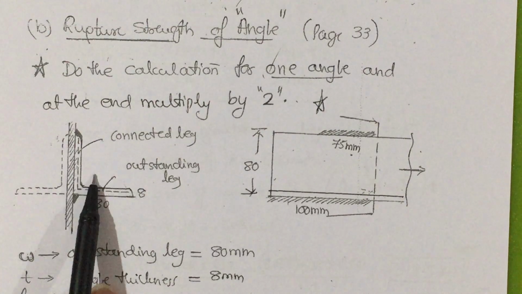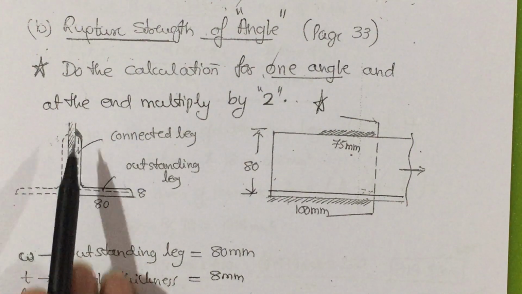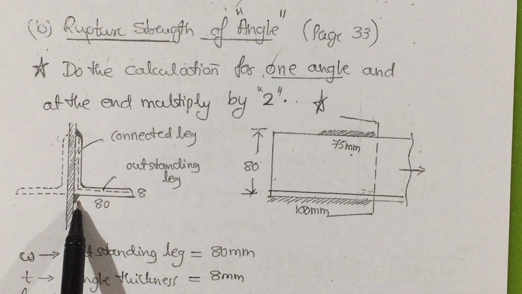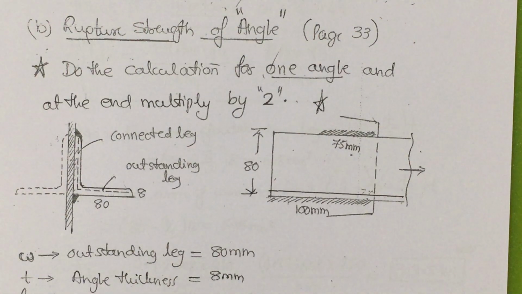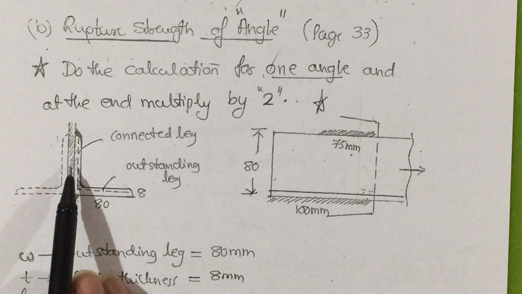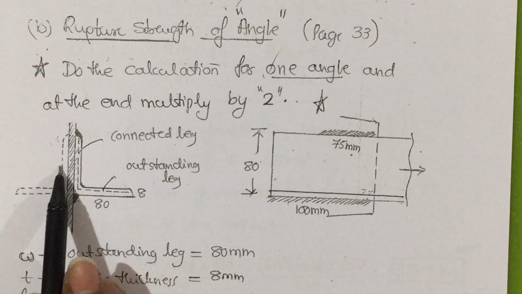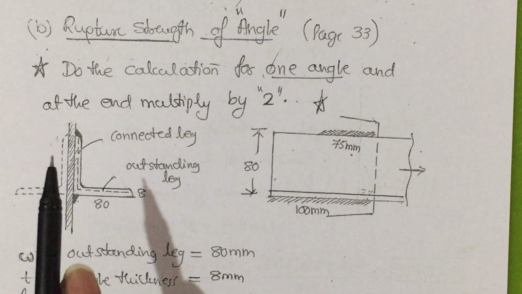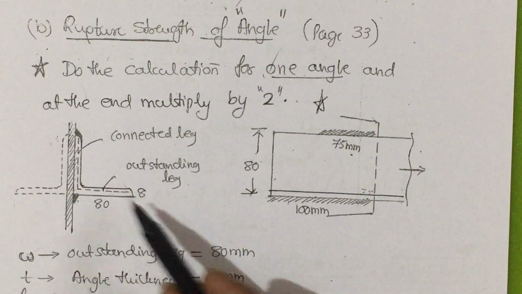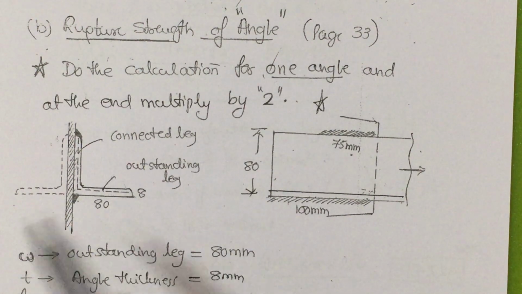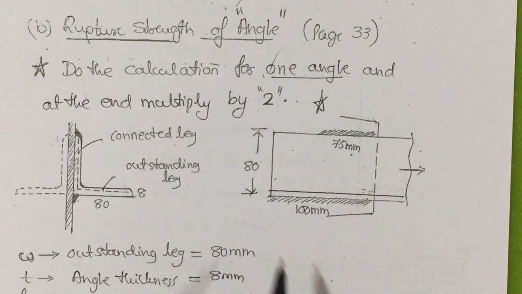Here we have 2 angle sections, and these two are welded connections. Instead of calculating for both at a time, let us calculate for one angle section, since both are equal. At the last, we will multiply by 2, so we will get the parameters for both the angle sections.